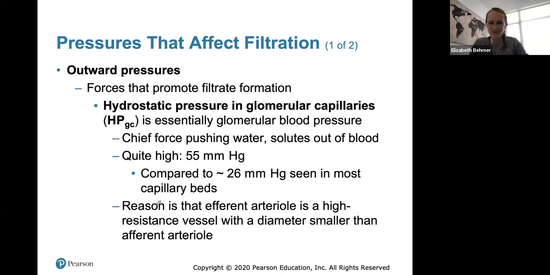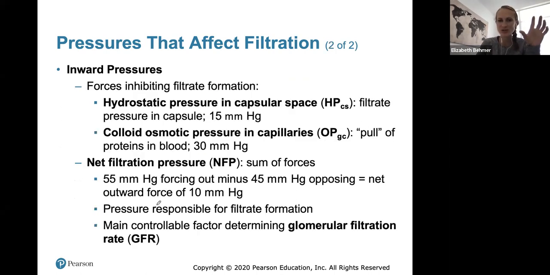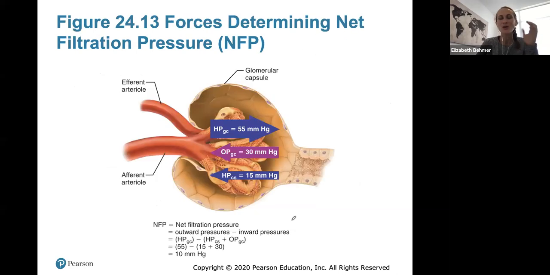And then we go through pressures that affect filtration, and you don't need to know these. I'm just going to show you one picture. Basically, there are pressures coming out from the blood, and then there are pressures forcing against the blood back into the glomerulus. When we add all these pressures together, forces pushing filtrate out and forces pushing back on the filtrate coming out, we still have a net outward pressure of about 10 millimeters of mercury. That's forcing this filtrate out of the blood into the capsular space. And again, that's a passive process.